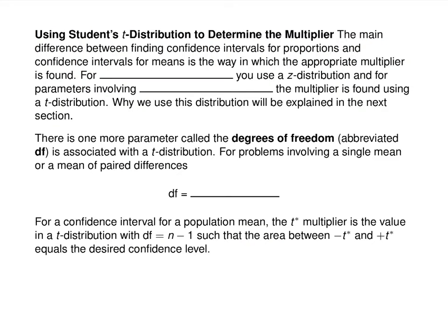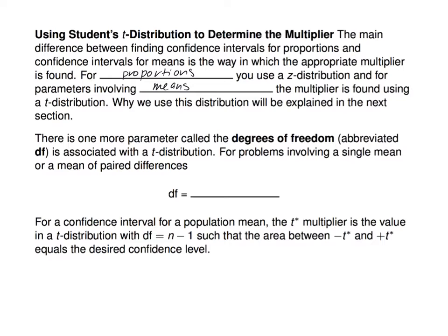Okay, last thing on today's lesson is how to find that multiplier. So this multiplier thing is the main difference between the previous stuff and the stuff we're going to do now. So this table, the side you're going to use is the front side. For proportions, you use a z distribution, which is that whole z table. And for parameters involving means, you're going to use the t distribution. So it's z for proportions and t's for means.